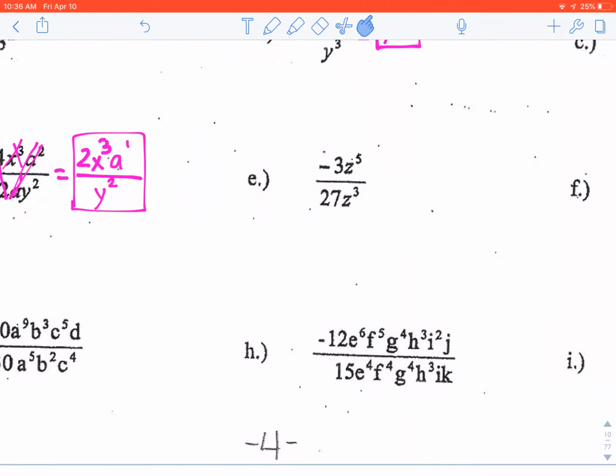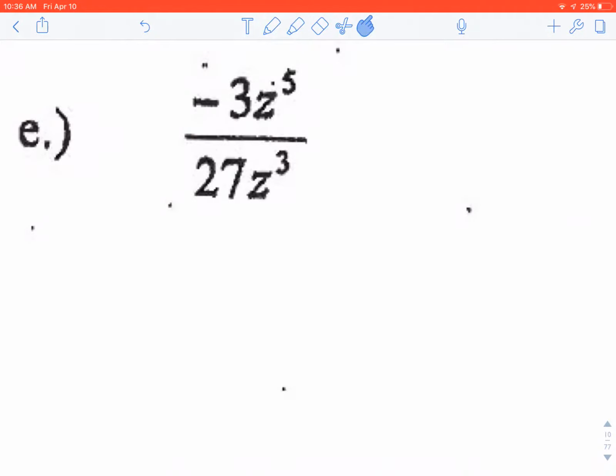Okay, letter E is when it starts to get a little bit harder. You guys probably remember this. So put equals, make your fraction bar. The first thing you want to do is look at those coefficients. Those coefficients are different, so we're going to reduce that. So using your calculator, you're going to take -3 divided by 27, math, enter, enter. Okay, and make sure again you put it back as a fraction. That reduces to -1/9.